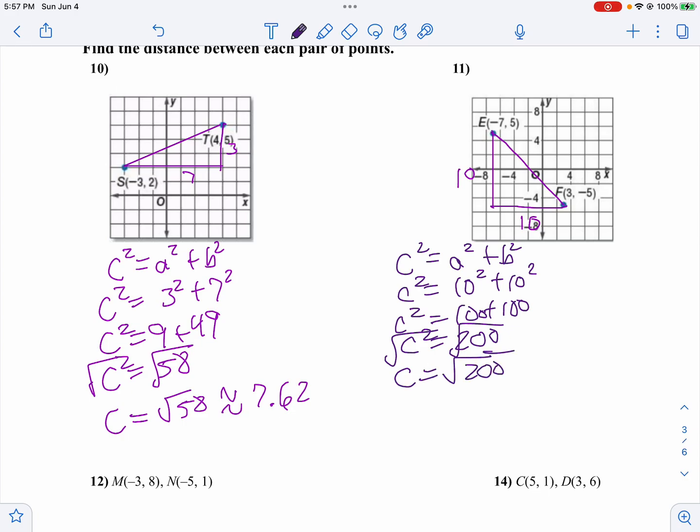That's not simplified. If you think back from Algebra 1, what goes into 200? That would be 2 and 100. I like 100 because the square root of 100 is 10. So my answer is 10 radical 2. Now, could you have just taken your calculator and taken the square root of 200? Of course you could have.